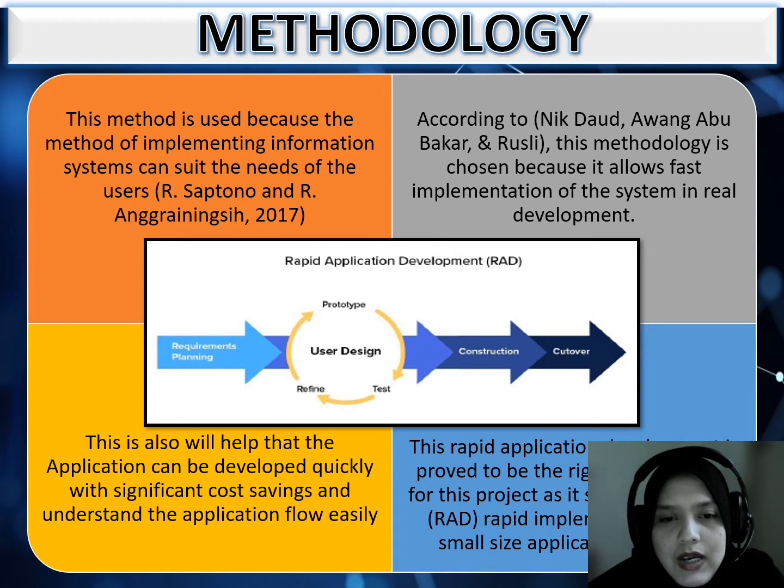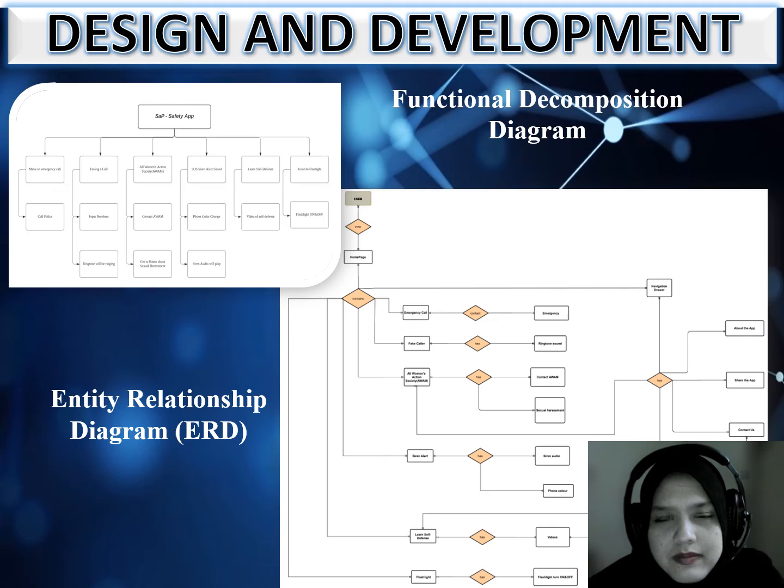For methodology, we use rapid application development because this method of implementing an information system can suit the needs of the user. This methodology is chosen because it allows fast implementation of the system in real development. Besides that, this methodology can be developed quickly with significant cost saving, and the application flow is easy to understand. For design and development, this is a function decomposition diagram and entity relationship diagram.